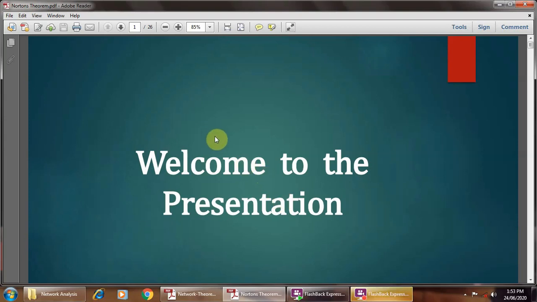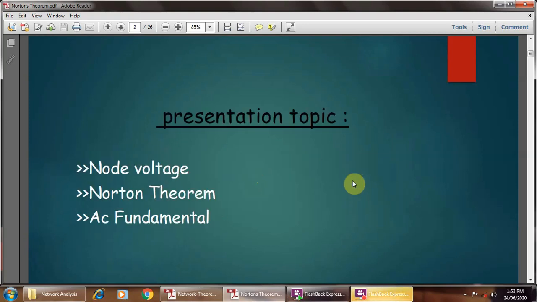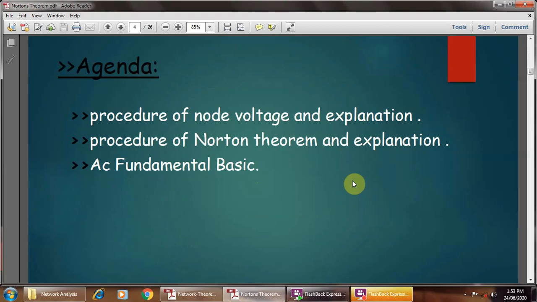Today we are going to discuss Norton's theorem, AC fundamentals and related examples, in node voltages, the Norton theorem and AC fundamentals. After that, the agenda here: the procedure of node voltages and explanation, the procedure of the Norton theorem and its explanation, and AC fundamental basics.